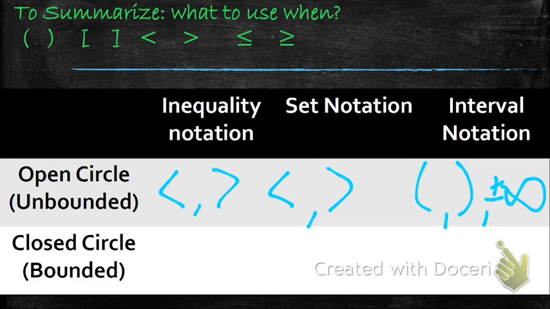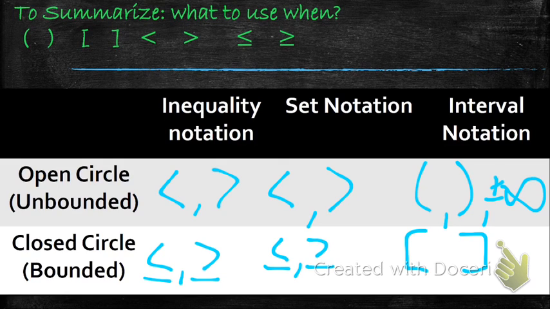And a closed circle, for inequality notation, you use these symbols: less than or equal to, greater than or equal to. And the same thing here. And if we're closed and we're bounded in interval notation, we use brackets.